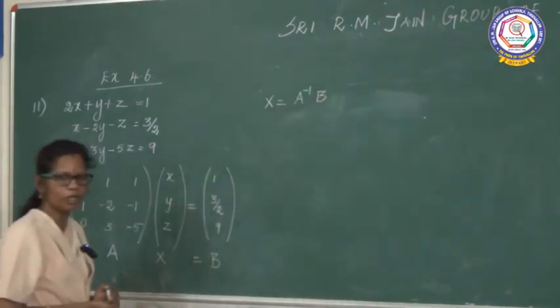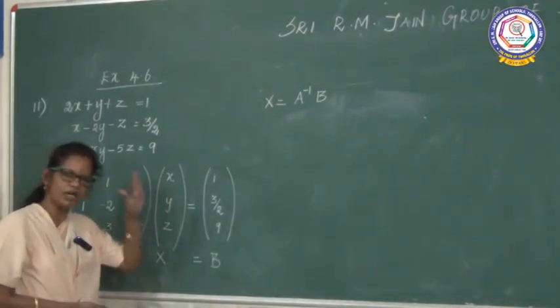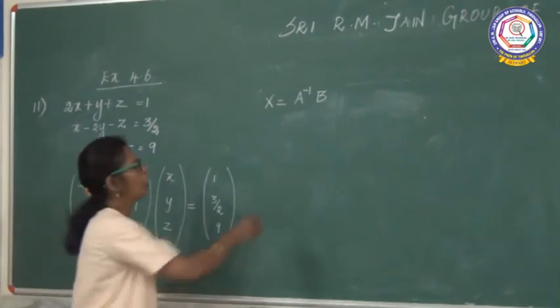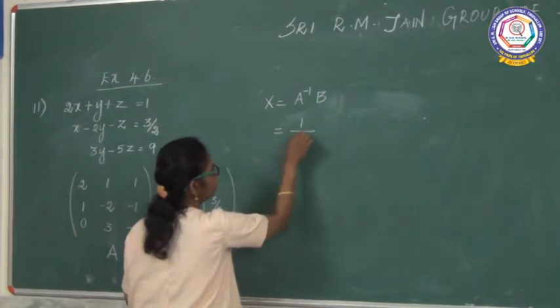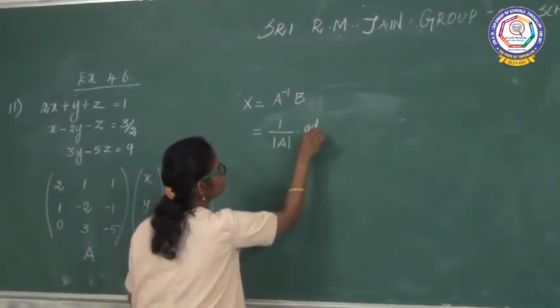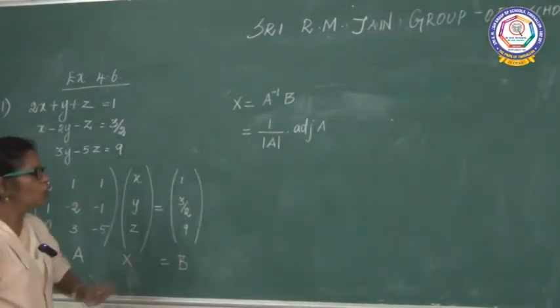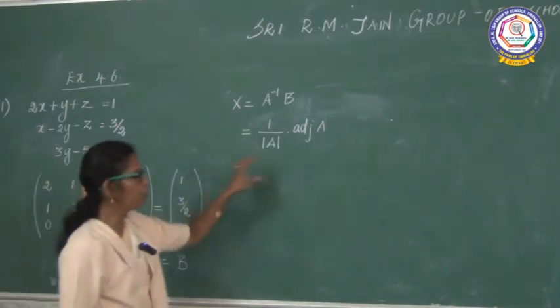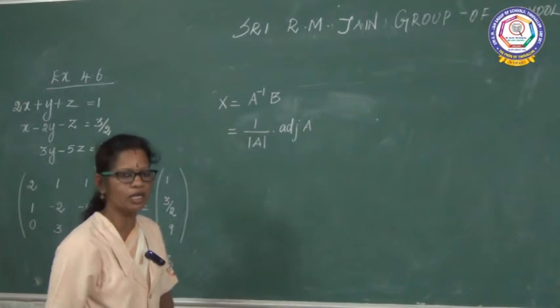One thing alone you have to keep in your mind: when you shift A, you have to place it in the first position. Now, A inverse, the formula you know: 1 by determinant A into adj A. What are the things we need? Determinant A and adjoint of A we need to find A inverse.